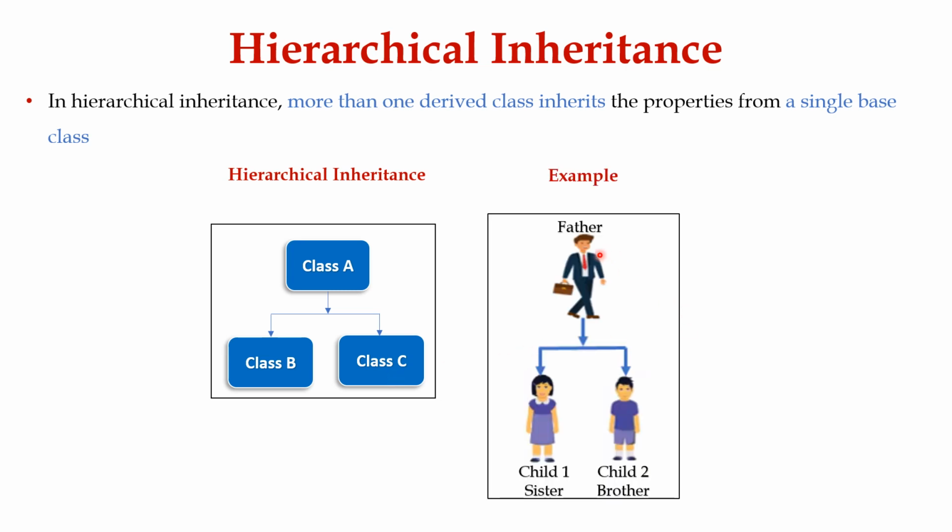Next, let's have a real-time example. Here we have the father class that serves as a base class, and the child 1 sister class and child 2 brother class act as derived classes of the father class. In this example, we have a single father class that acts as a base class, and two derived classes, namely child 1 sister class and child 2 brother class, are derived from the single father base class.